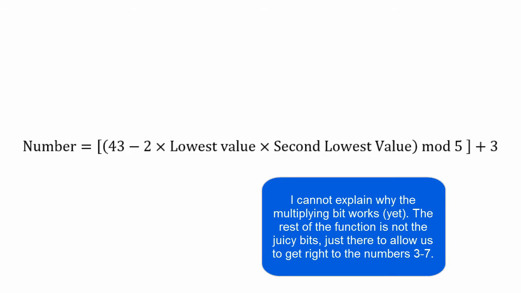It doesn't work that well. I'll tell you a fault in it, but it does work well enough that I'll make a video on it. So what you do is, when you're rolling the 3 dice and you get 3 numbers, you take the 2 lowest numbers, multiply them together, then multiply by 2, then do 43 minus that number, mod 5, and then plus 3. You'll spit out a number between 3 and 7, and whatever number that is, that's the value you're getting.